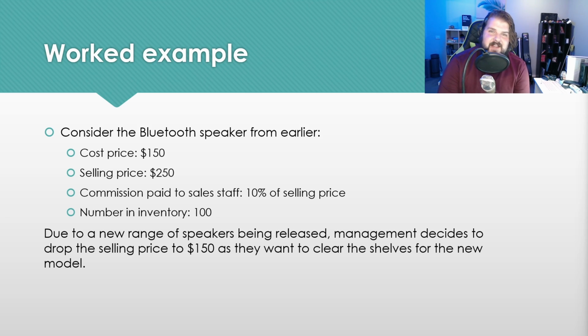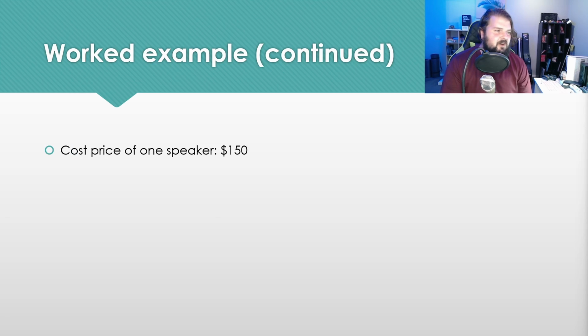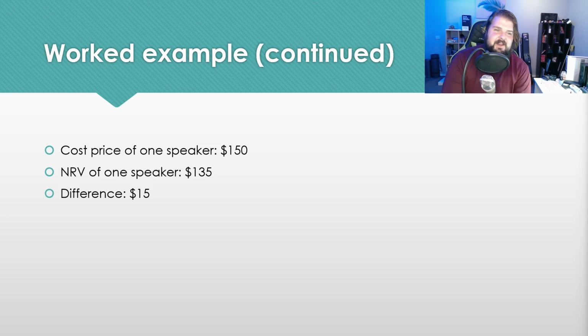But once we minus our 10% commission, which is now going to be $15, our net realizable value is $135, which means all of a sudden we've gone from having a cost price of 150 and now we need to value it at our net realizable value. So let's look at how we do that. So we have the cost price of one speaker, net realizable value. The difference is $15. We need to remove this value from each item of stock. And across 100 items of stock, that $15 is going to become $1,500.